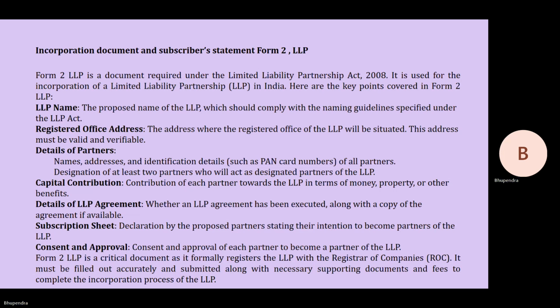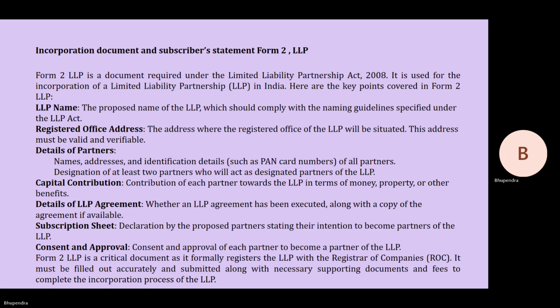Details of the partners: the names, the addresses, and the identification details such as PAN card numbers of all the partners. Designation of at least two partners to act as designated partners. Like if there are 5 partners, then 2 should be designated partners. At least 2, or more than 2, can be the designated partners. Now, capital contribution: the contribution of each partner towards the LLP in terms of money, property, or other benefits. Details of the LLP agreement, where an LLP agreement has been executed, along with a copy of the agreement if available.